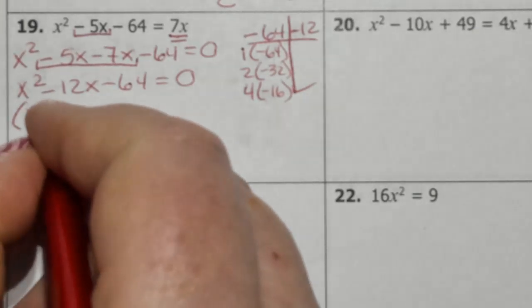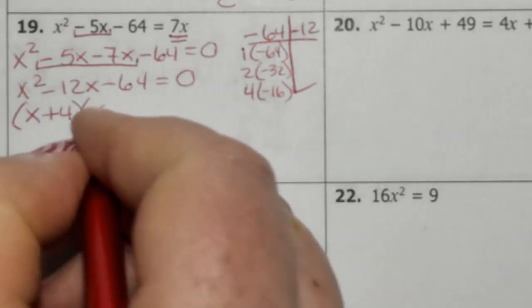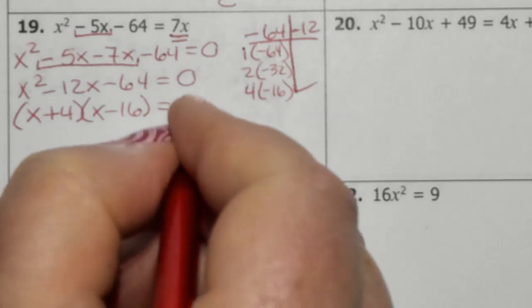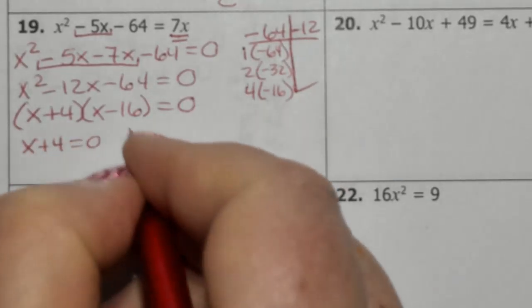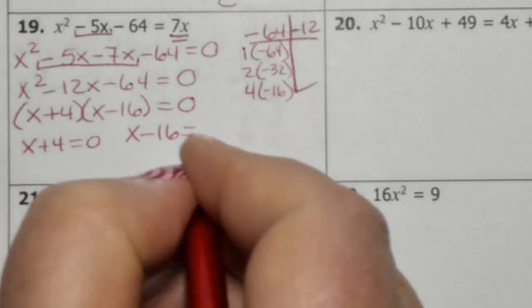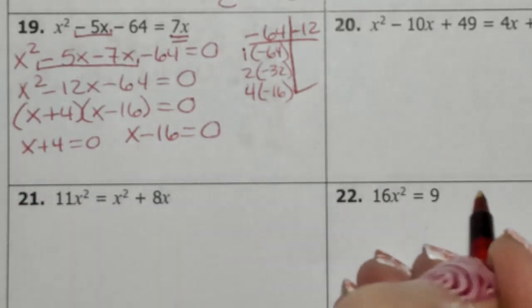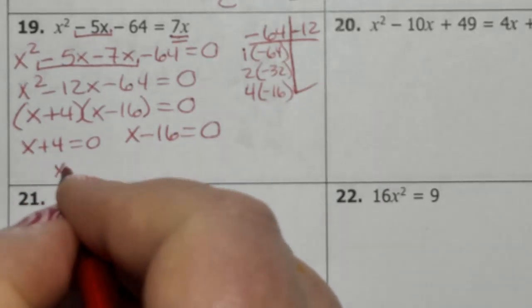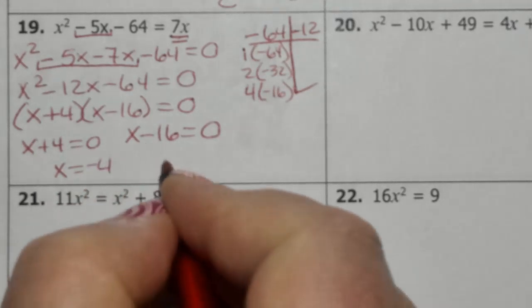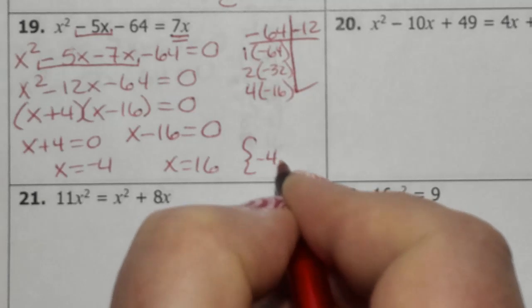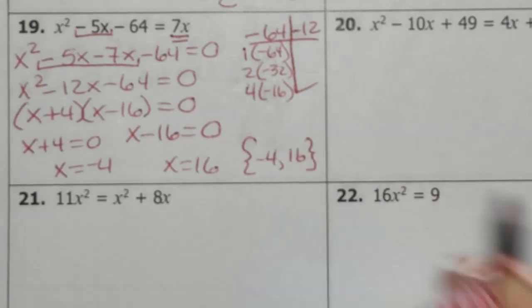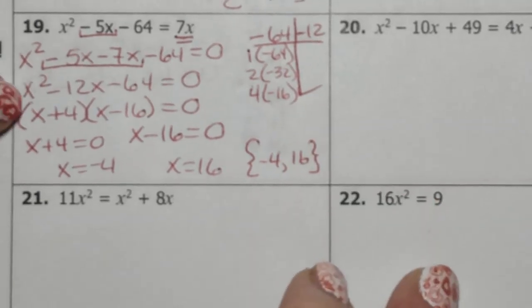Write them down. Set them equal to 0. Opposite, opposite. Factors are negative 4, comma 16. I mean your solutions. These are your factors.